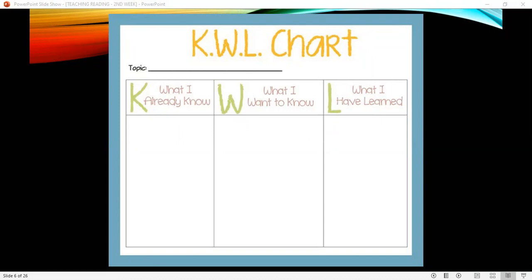What I already know, this is your prior knowledge, your background knowledge about a topic, about a text. What I want to know, your expectations about something, and what I have learned. So after reading or after listening, you can have some knowledge, some information, and you could put it here, all right?